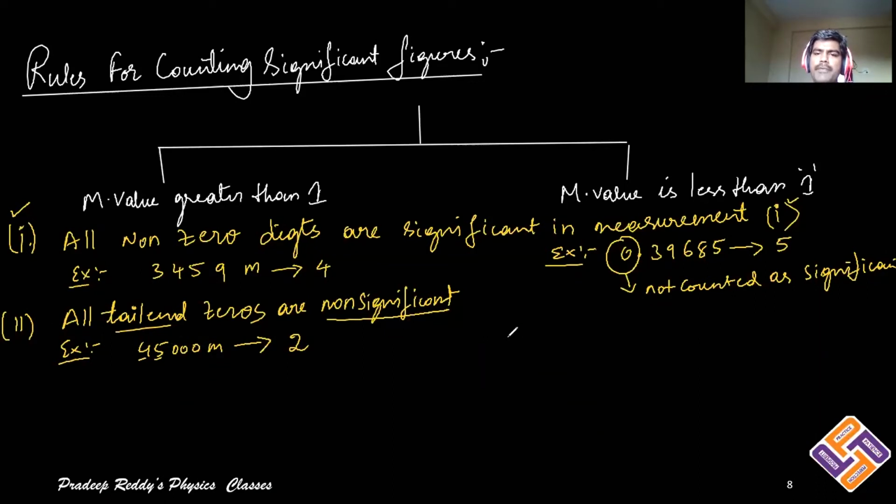That's rule number 2. Now coming to less than 1. Trailing zeros are significant.